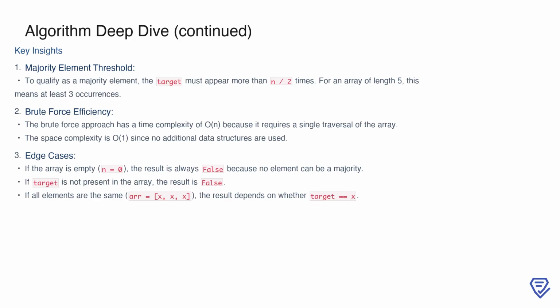Additionally, we need to account for edge cases. If the array is empty, meaning n equals 0, the result is always false because no element can meet the majority element condition.